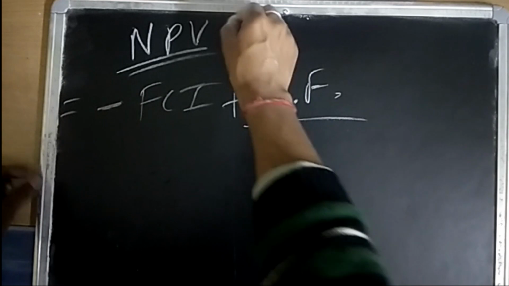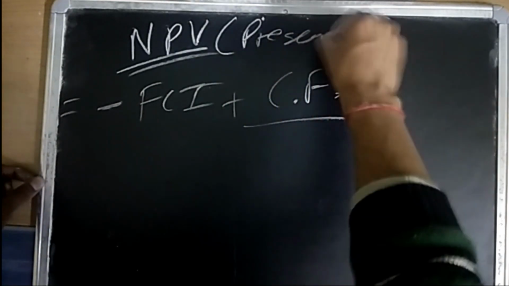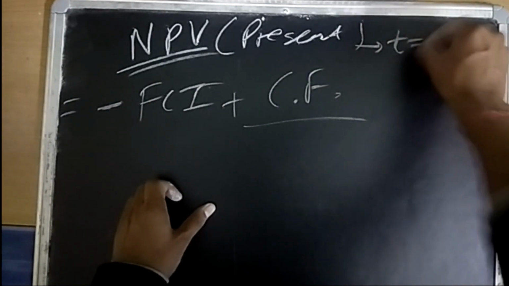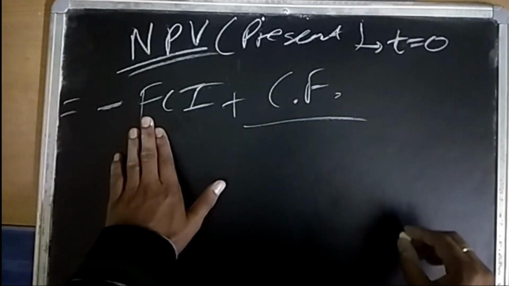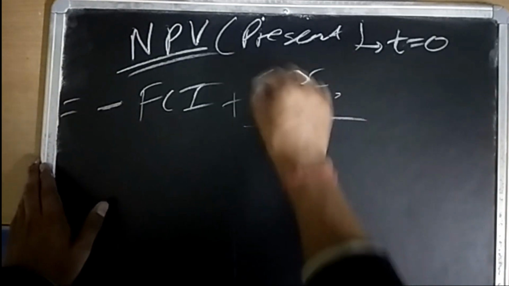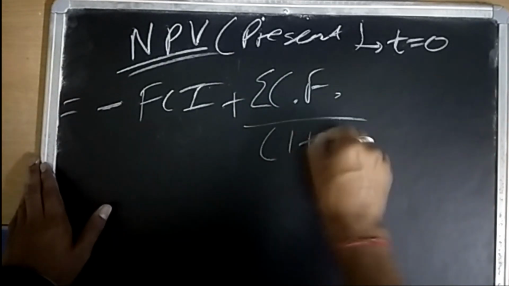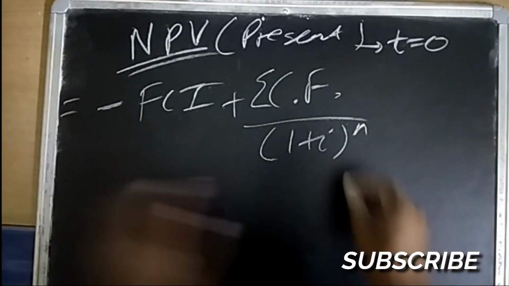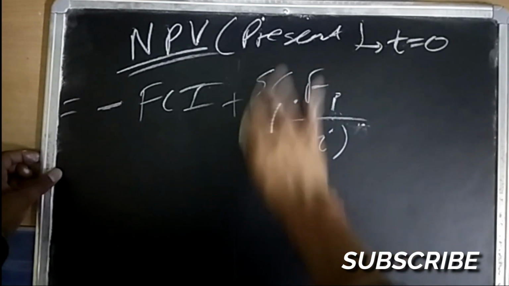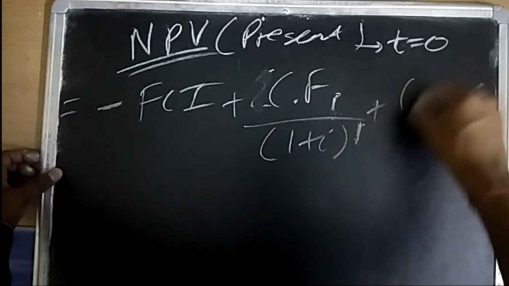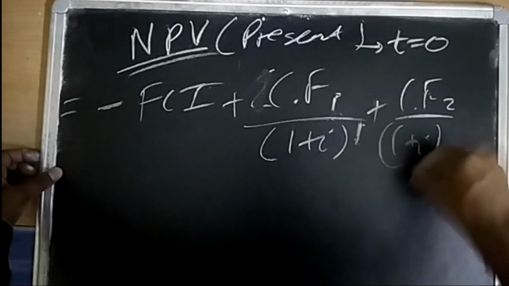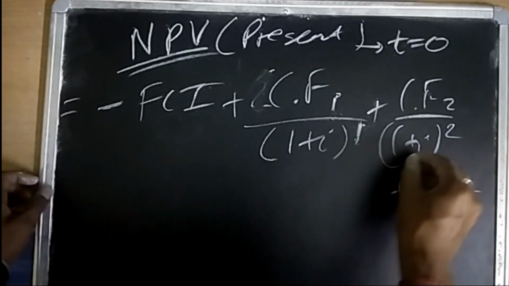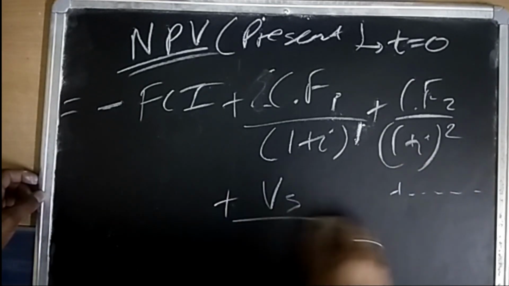because everything is present. Present means here at t equal to 0, the initial start where we have invested this. Cash flows we will get in different years are divided by 1 plus i to the power n. Here n refers to first year, second year, third year. So if it is cash flow 1, this is 1, cash flow 2, this is 2, and so on. And finally at the end we will also get this VS, salvage value.